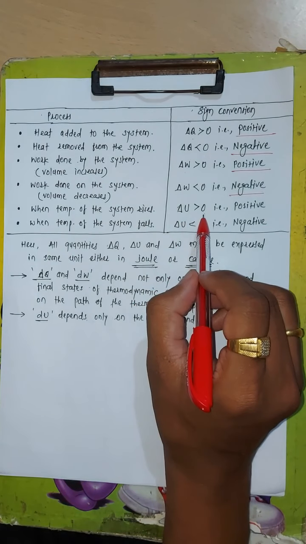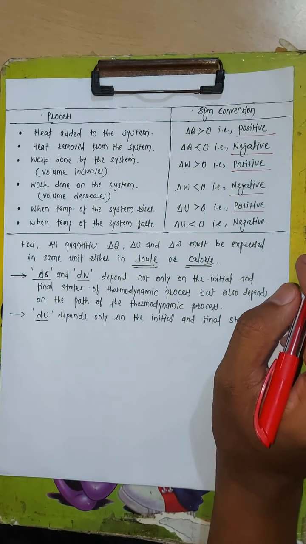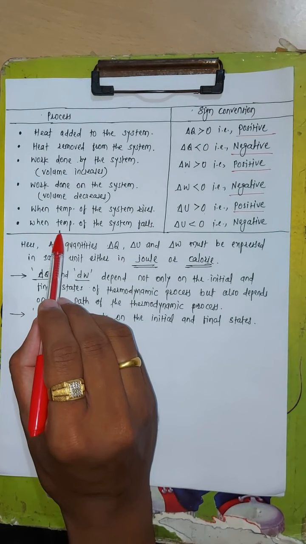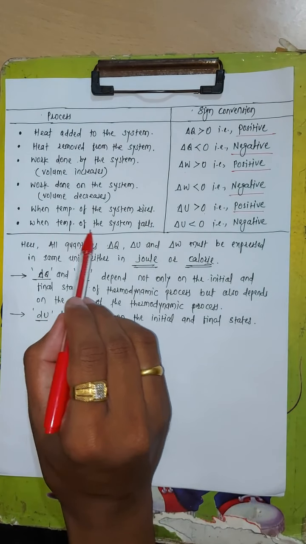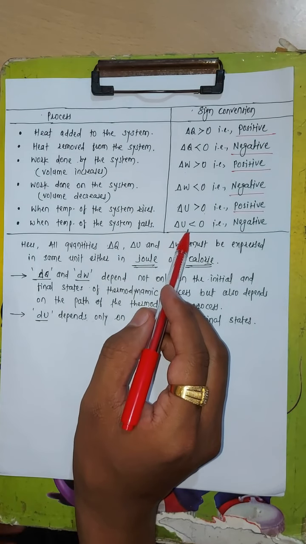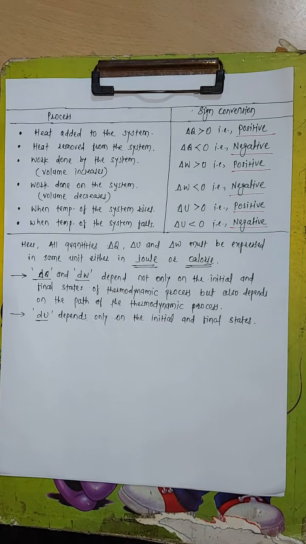and if the value of this delta U is greater than 0, then we can say that this particular internal energy is positive. And when the temperature of the system falls, at that time the internal energy of the system is less than 0, then it will be negative. So this is the thermodynamic sign convention for heat and work.